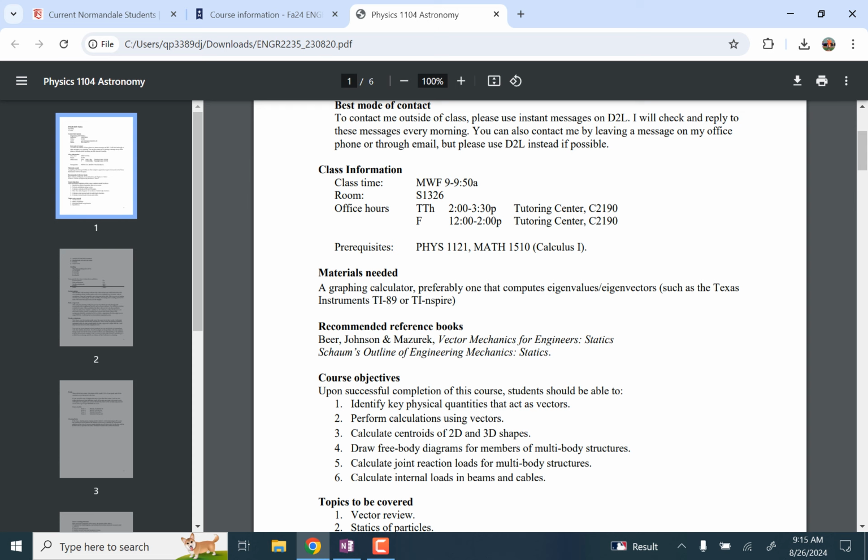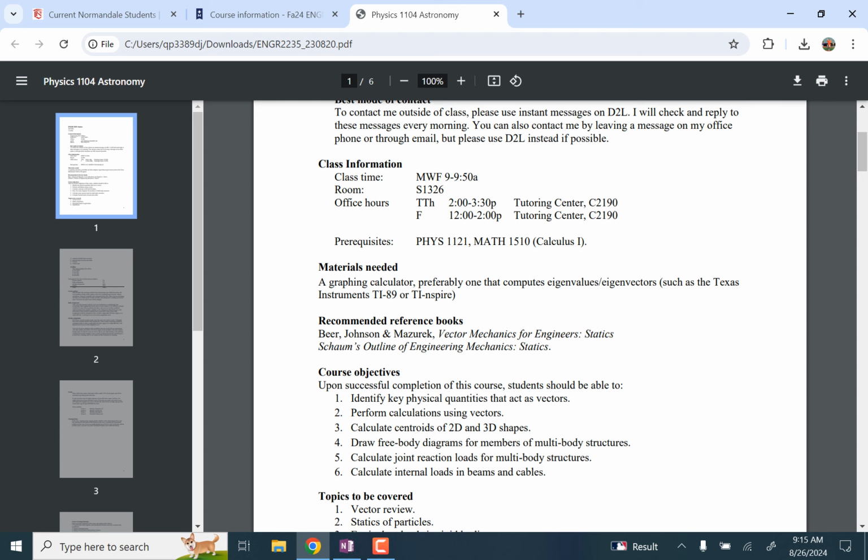Materials needed. You need a graphing calculator. If you're in the market for a new calculator, you might as well get one that does eigenvalues and eigenvectors. We're not using those in this class, but starting very soon, basically every engineering class you have after this is going to use eigenvalues and eigenvectors. So it's a nice thing to have in front of you for tests and stuff.